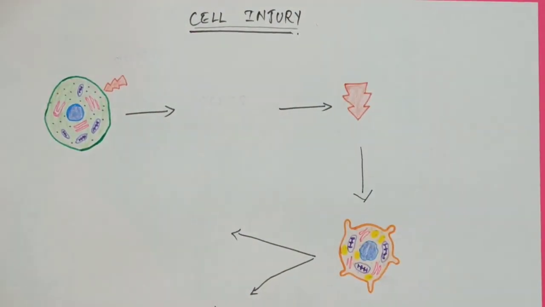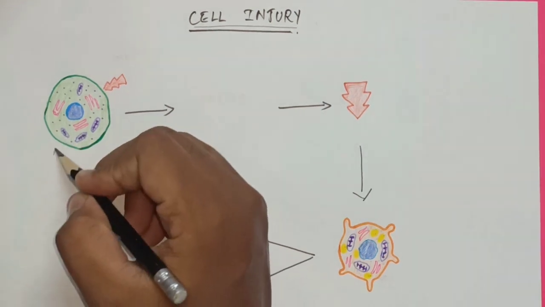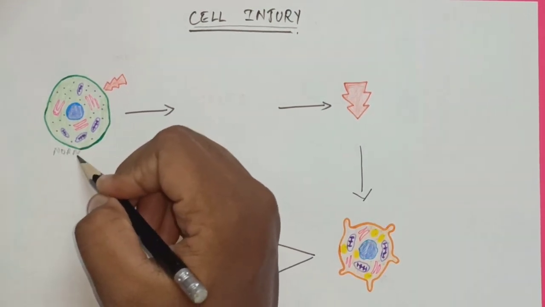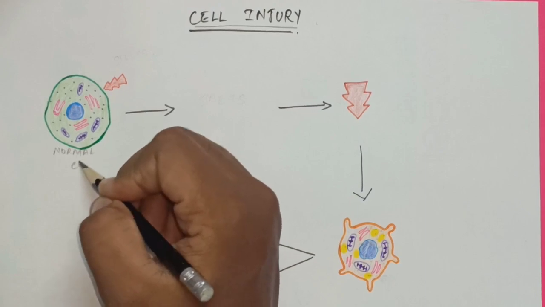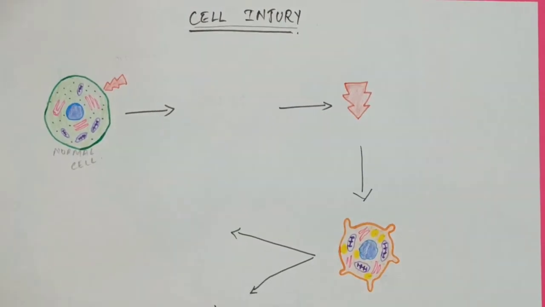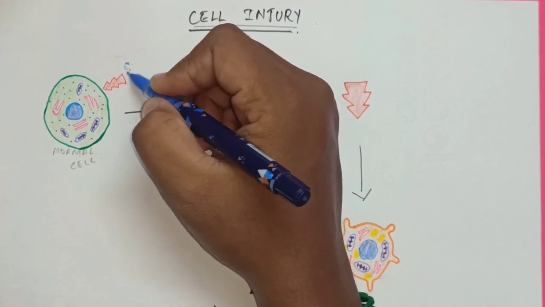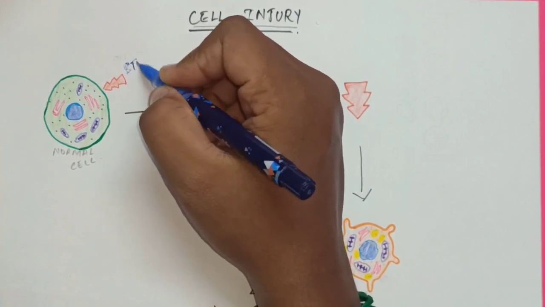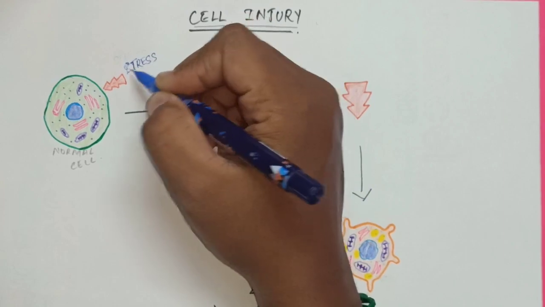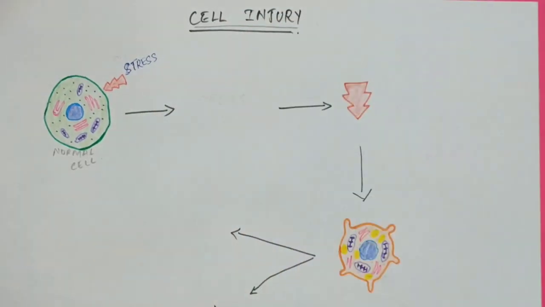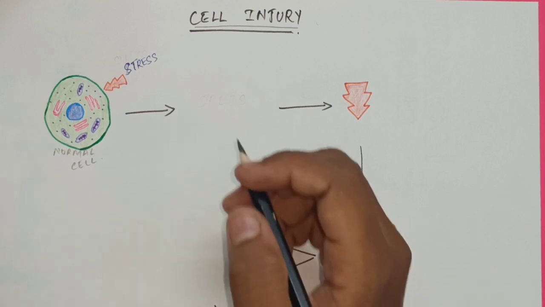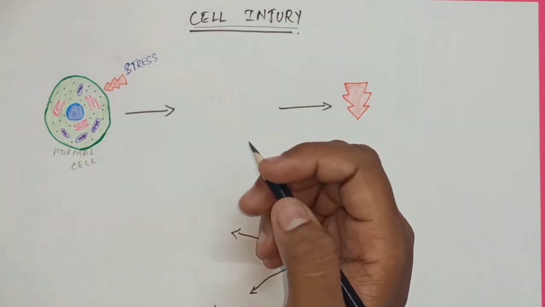Okay, let's see what is meant by cell injury, and how it happens. First of all, let's take this as a normal cell. I have drawn a very normal cell. Once this normal cell starts undergoing a stress, or an extreme stress or pressure, first of all, this cell will try to adjust and adapt to the situation, and it will live and work by adapting to the situation. So first, the cell will try to adapt, right?